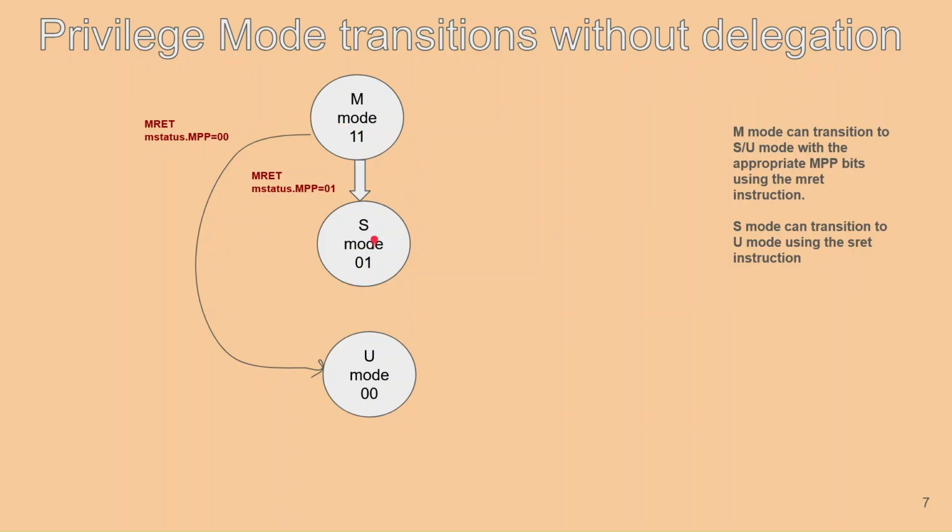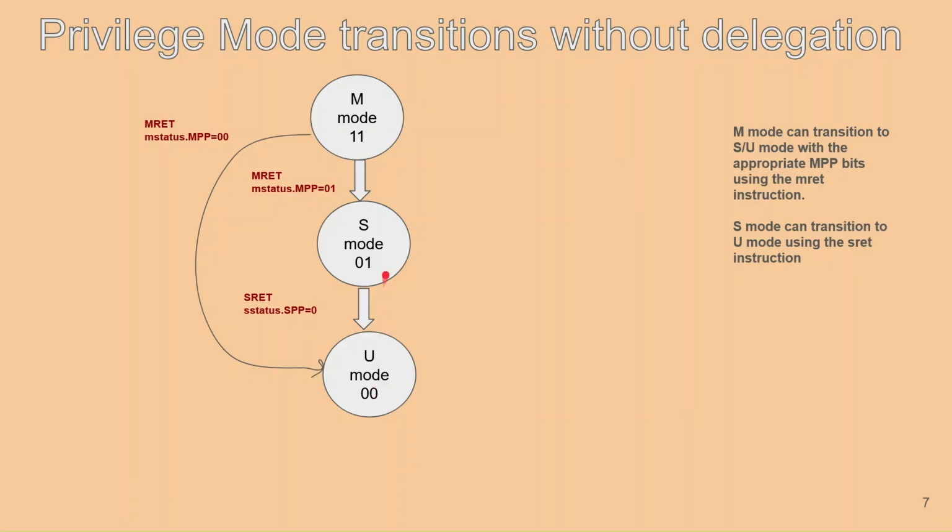To transition from supervisor mode to user mode, which is again a transition from a higher privilege level to a lower privilege level, we again use the trap return instruction of the higher privilege mode, which is SRET in this case. And the sstatus.SPP points to the user mode privilege level.